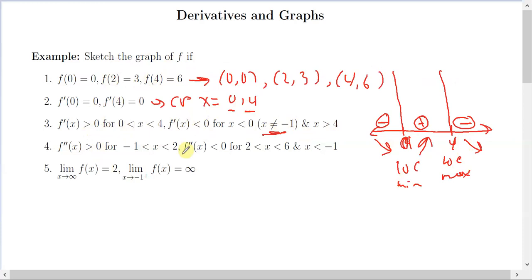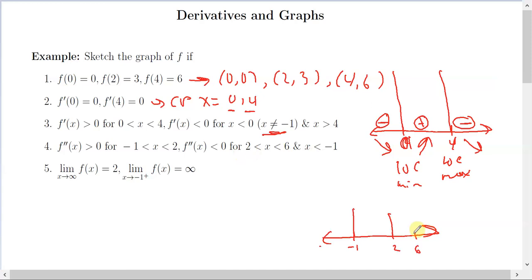And then it's giving me this information about when the second derivative is positive and when the second derivative is negative. Well, that's telling me about the concavity and inflection points. So draw a number line. It says from -1 to 2, so let's go ahead and put -1 and 2 in here. And then from 2 to 6, and then less than -1. So I've got to put a 6 in here too.